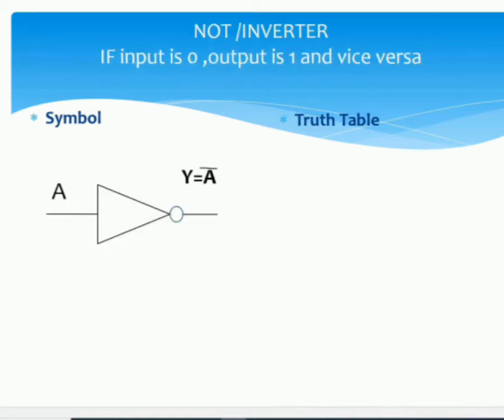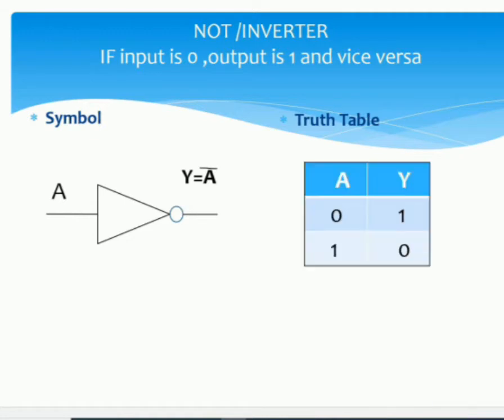Now we'll go for the next gate, which is a NOT gate or inverter gate. This gate has only one input and one output. The input is given by A and the output is given by A bar, which represents the inverted version or the negation version of the input. So let us discuss the truth table for the NOT gate.